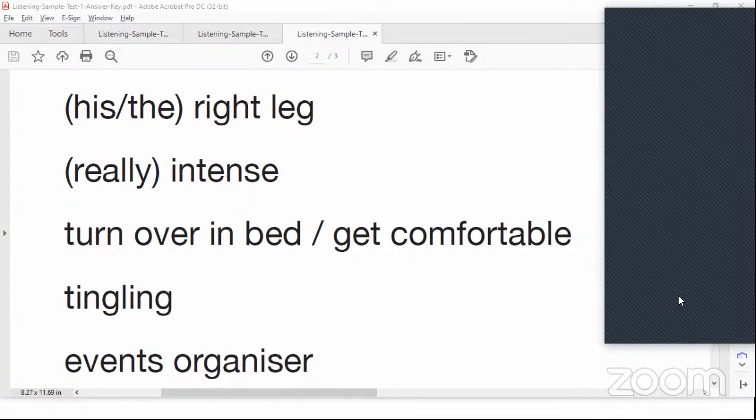Okay. Room temperature is one singular. Room temperature we say. We talk about any particular room. But here it is not one event, but he organizes events. So events organizer. So it's plural here. When you say room temperature, it's room singular. But events organizer, it isn't a single event, but he organizes many events. So events organizer. Okay. Right.